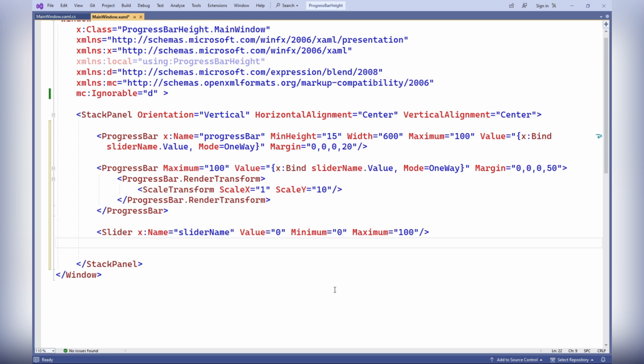Both ProgressBar elements are bound to the value of the slider element using one-way binding, allowing their values to synchronize with the slider's position.